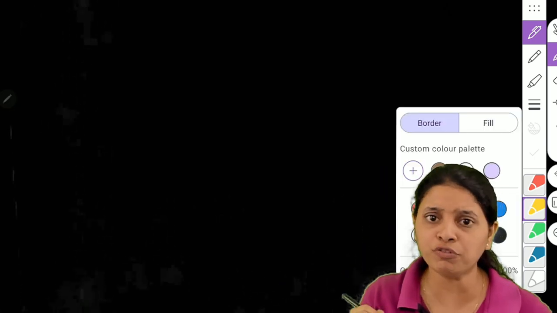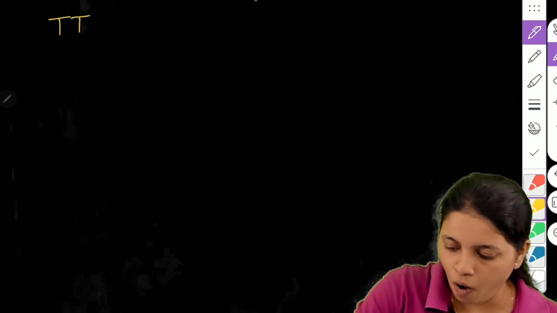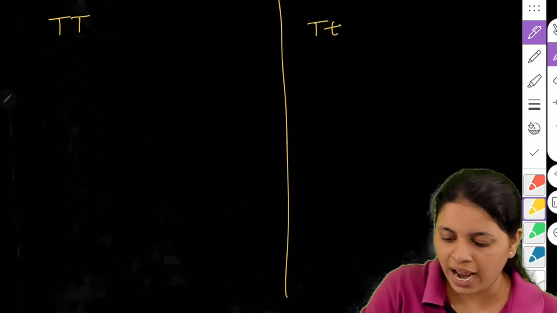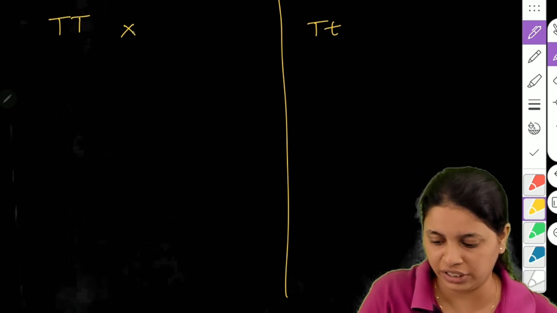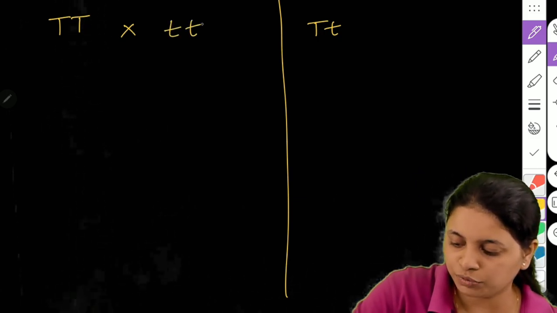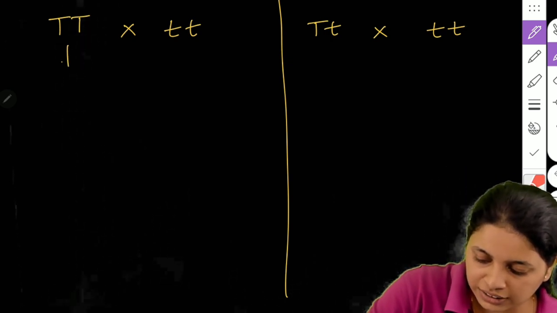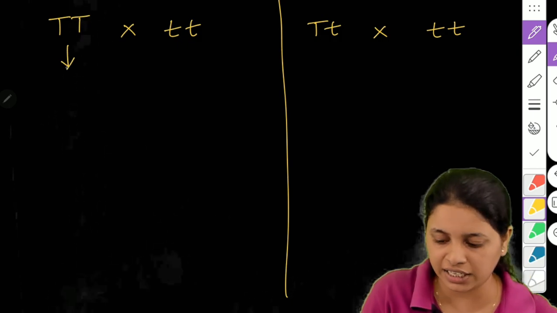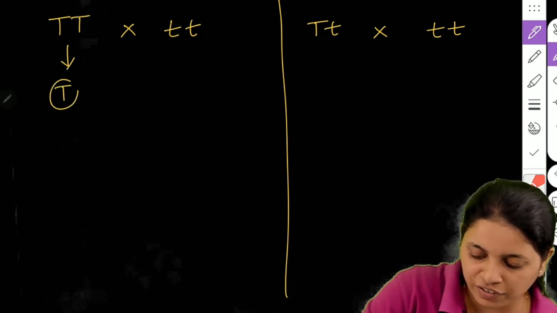See, we have 2 questions here. Either our plant with unknown genotype is capital T capital T, or it is capital T small t. We don't know what it is. And we are crossing it back with the recessive parent only, that is small t small t in both cases. Now here in this first case, we can see capital T capital T, both will separate, law of segregation, and whatever capital T you take, you will get only one type of gamete.